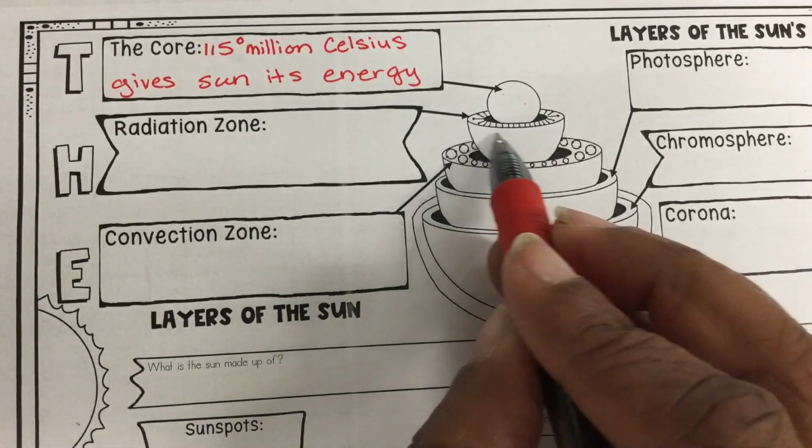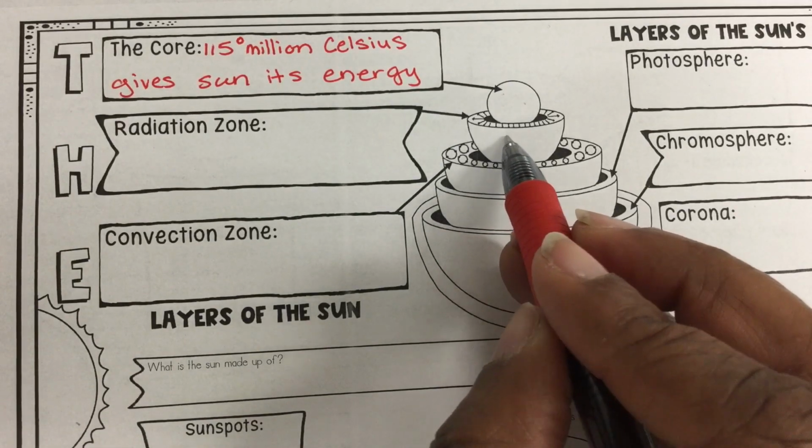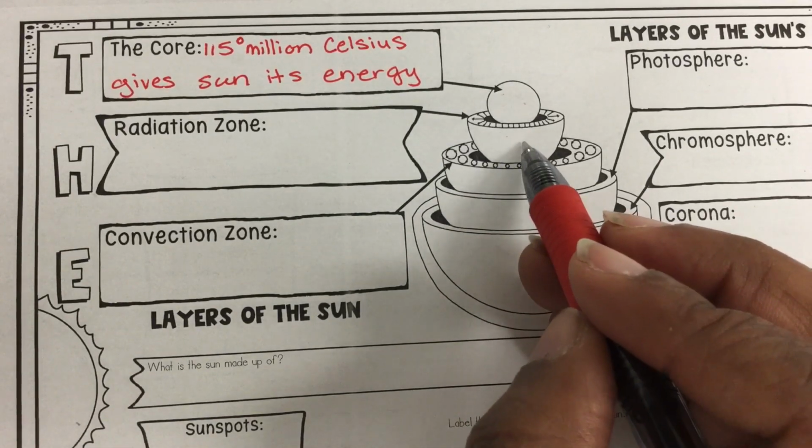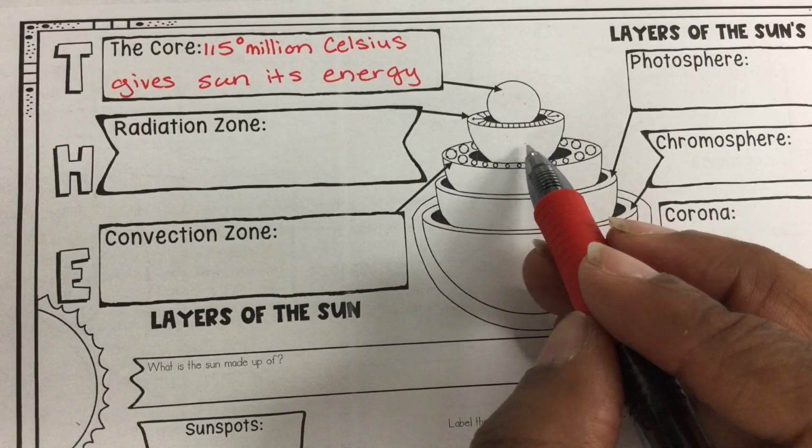Next is our radiation zone. The radiation zone is like a middle layer. It's tightly packed gas where energy is transferred.